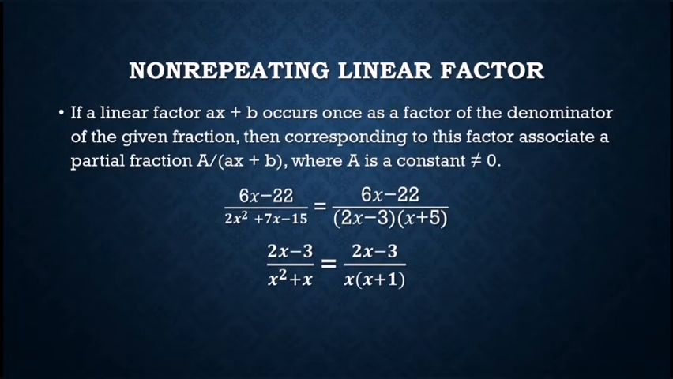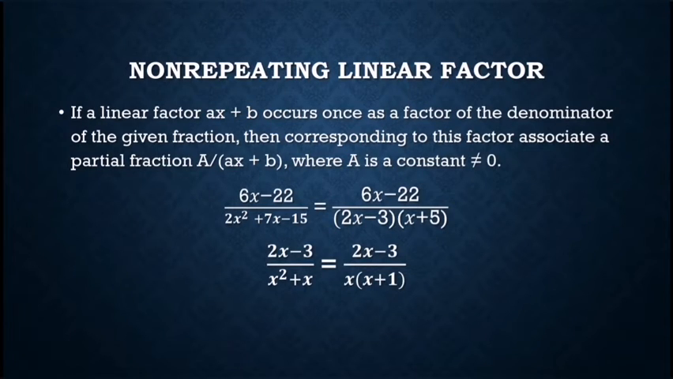Now, since we are tackling partial fraction decomposition with non-repeating linear factors, let us see how we could do that. If a linear factor ax plus b occurs once as a factor of the denominator of the given fraction, then corresponding to this factor, associate a partial fraction, which is denoted as A over ax plus b, where A is a constant not equal to 0.